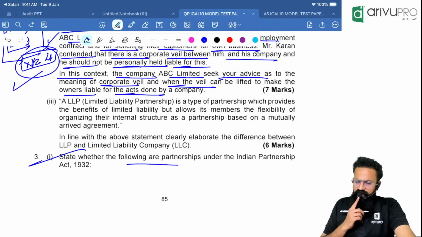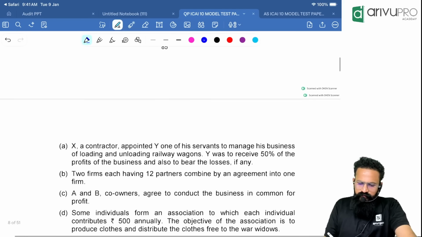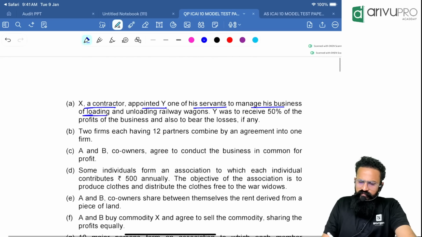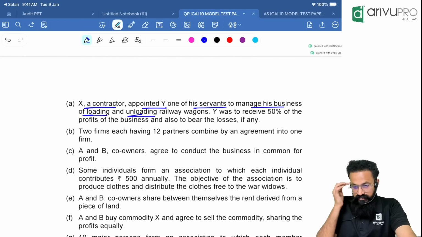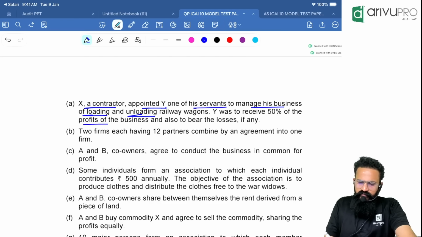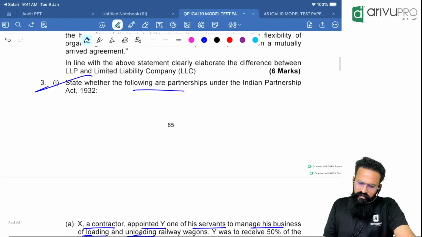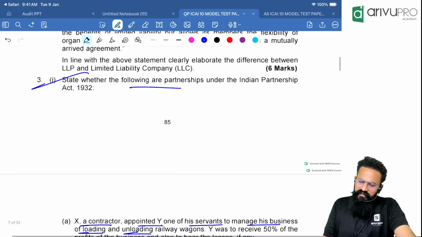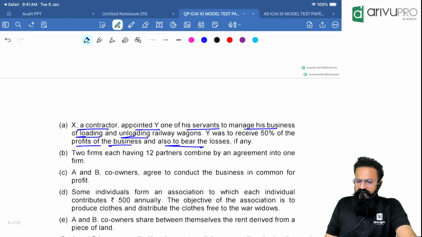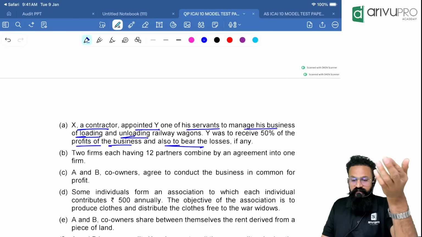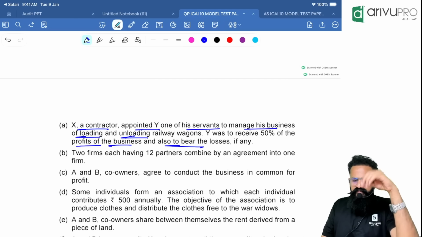State whether the following are partnerships under Indian Partnership Act 1932. X, a contractor, appointed Y, one of his servants, to manage his business of loading and unloading railway wagons. Y was to receive 50% of the profits of the business and also to bear the losses, if any. Is this considered as a partnership? So technically, what they are telling you is to state whether this is a partnership under the Indian Partnership Act.